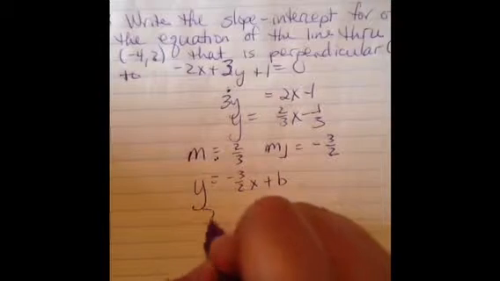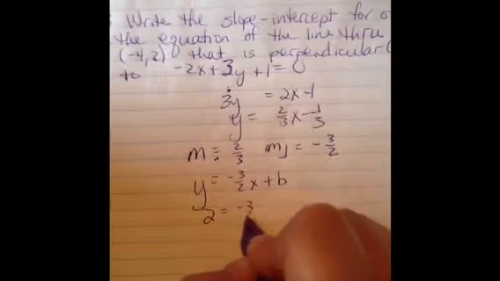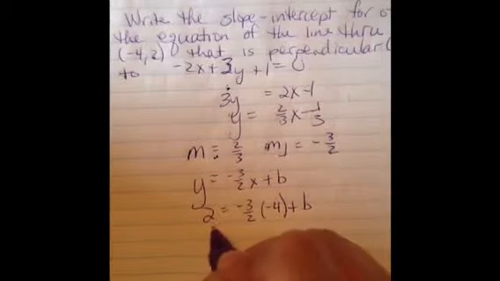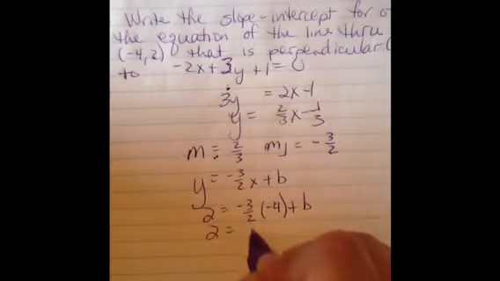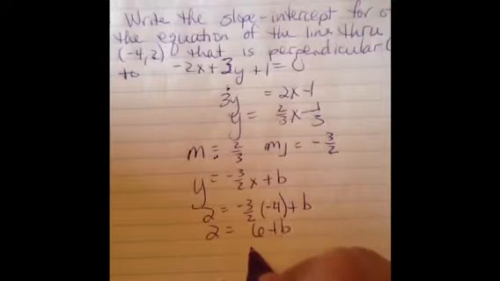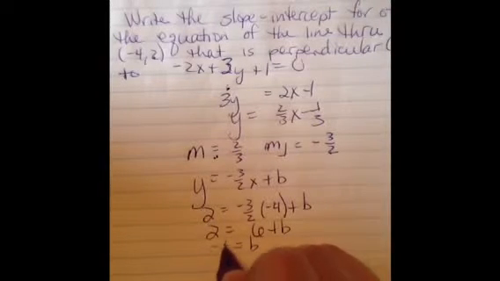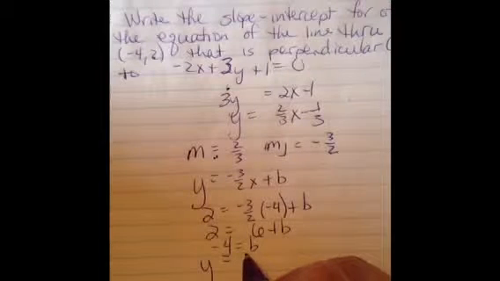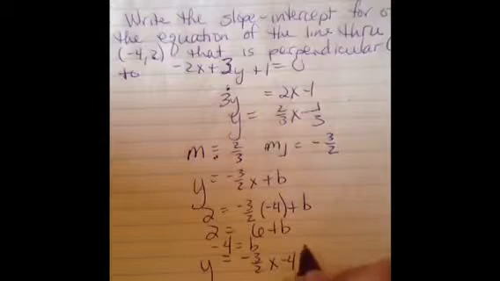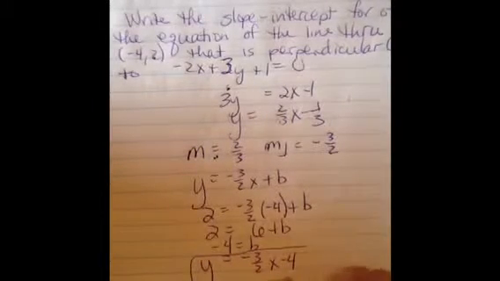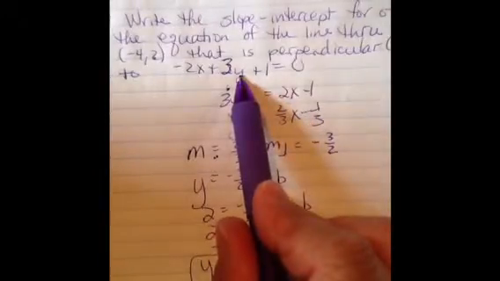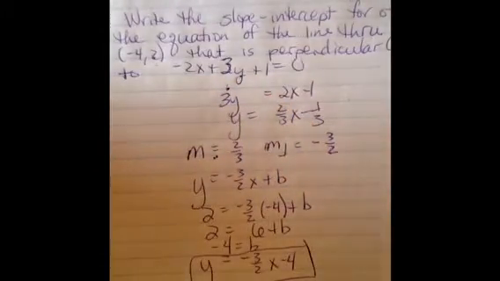Well, I have 2 equals -3 halves times -4 plus b. 2 equals 12 over 2, which is 6, plus b, so b equals -4. And now what I have is the equation of the line, which is y equals -3 halves x minus 4. That line, this line here, is perpendicular to this line, and it goes through that point.